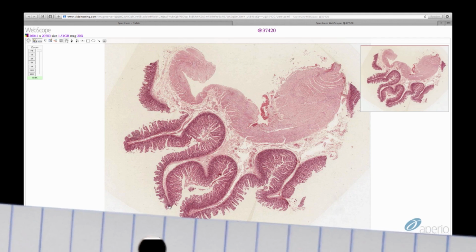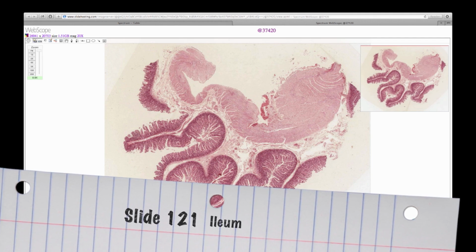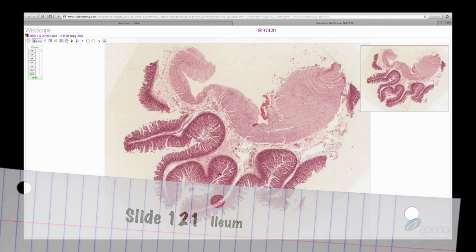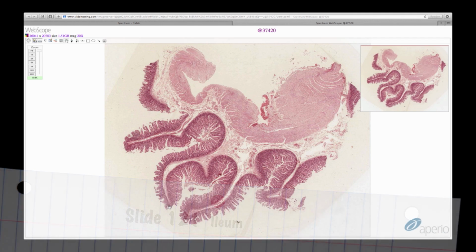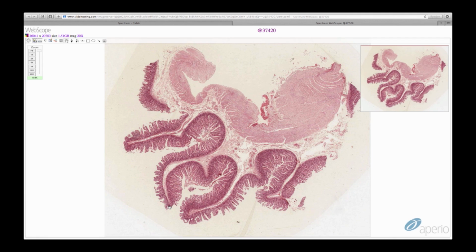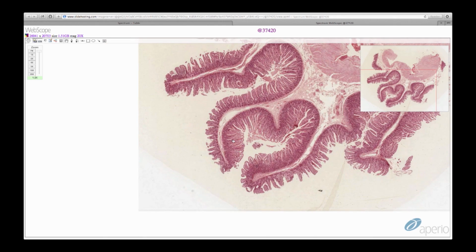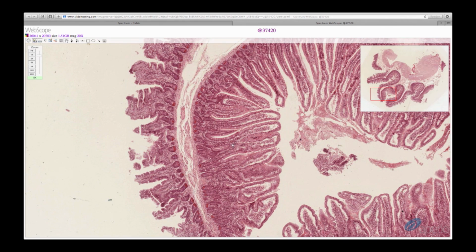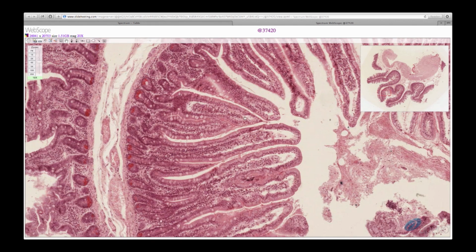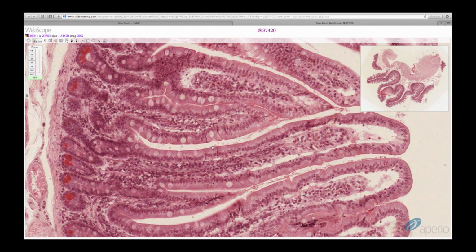We're now looking at slide 121, which is the ileum stained with H&E. The ileum is the terminal portion of the small intestine, and its surface is lined to help maximize nutrient absorption. From a 1x zoom, you can easily see these large foldings of the intestinal epithelium called plicae circularis. If you zoom into 4x, you can see that the surface area is further maximized by these villi lined with enterocytes. If you zoom in all the way to 20x, you can see the brush border on the surface of the enterocytes, composed of microvilli, which have a core of actin.